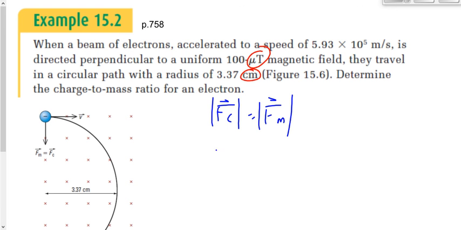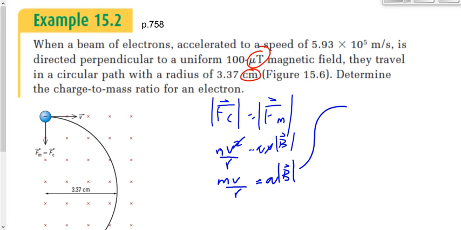FC equals FM, we're going to say mv squared over r equals qvb. When v cancels, I get mv over r equals q times b. Now I want to solve for q over m. Take the m down, take the b down, and q over m, I should say, is equal to v over b times r.